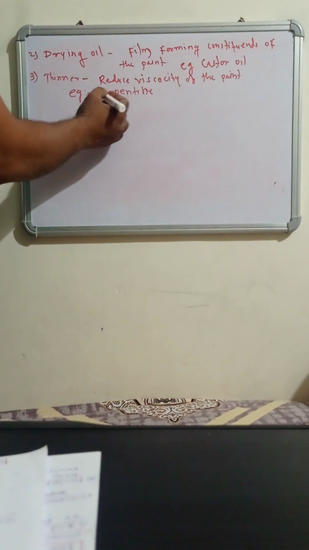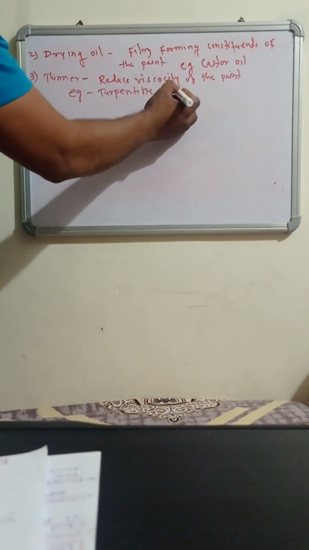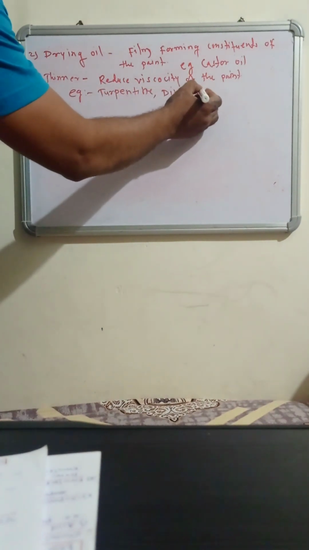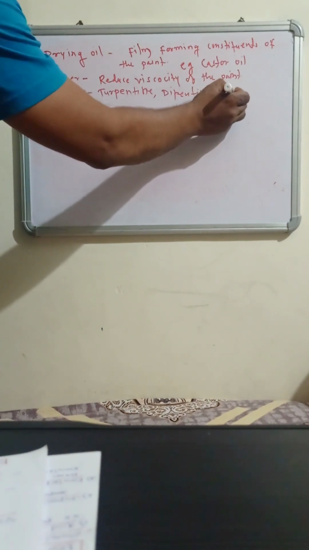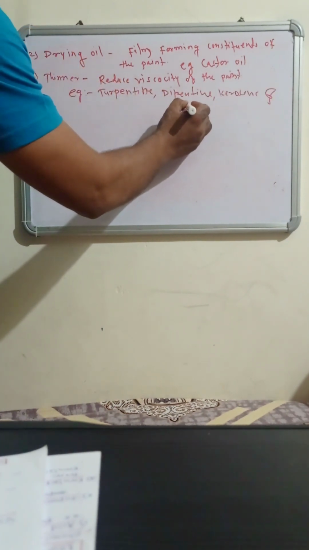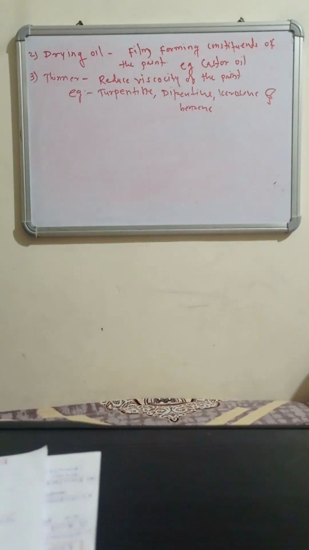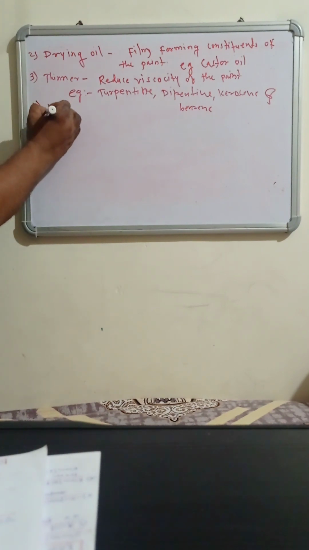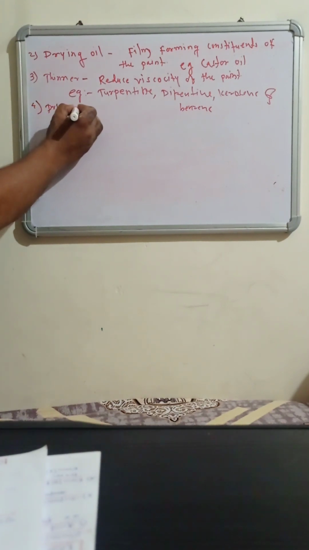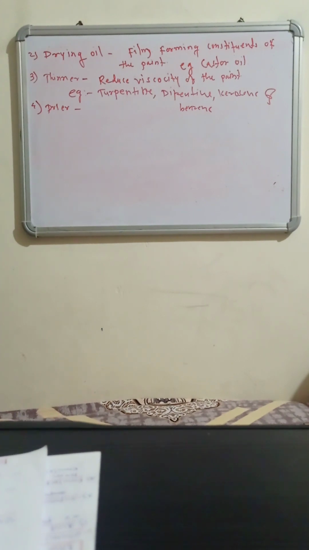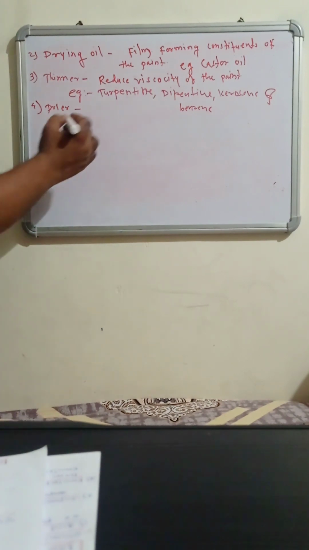So examples of the thinner are turpentine, diepentene, kerosene and benzene. These are thinners. They reduce the viscosity of the paint. So the fourth ingredient of the paint is a dryer. Dryer is an oxygen carrier catalyst. Dryer means it is an oxygen carrier catalyst.